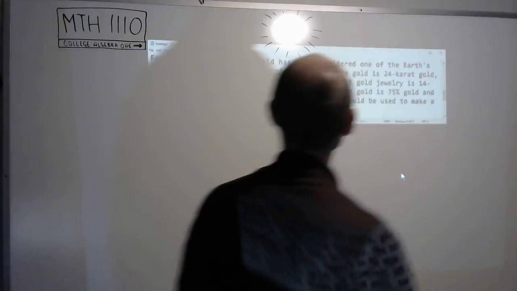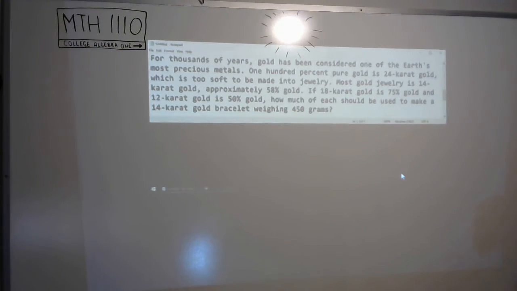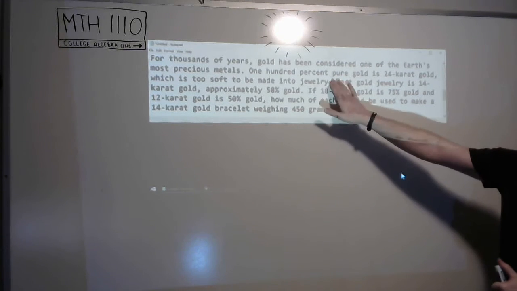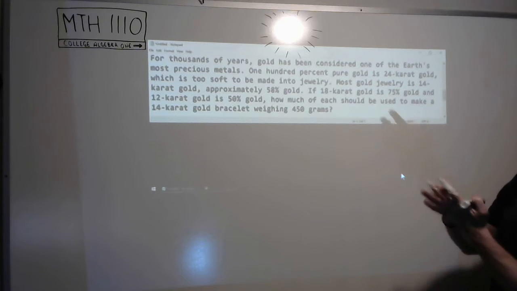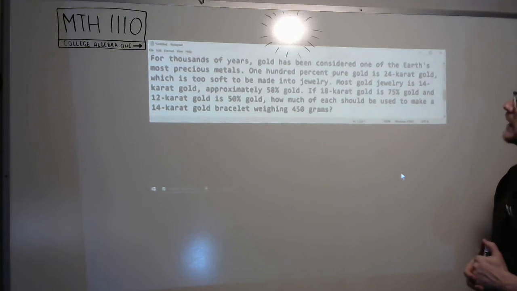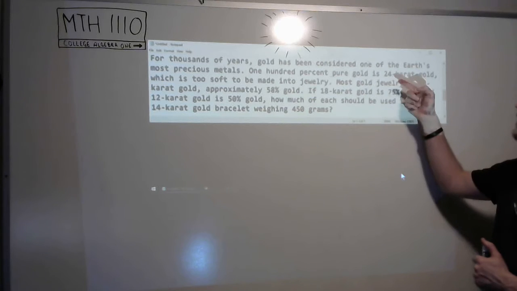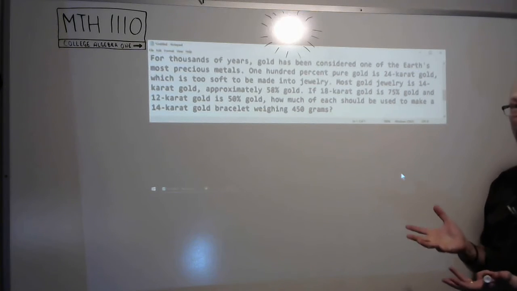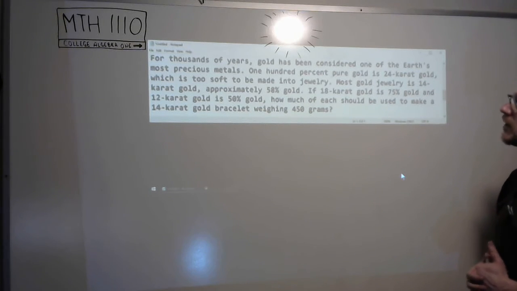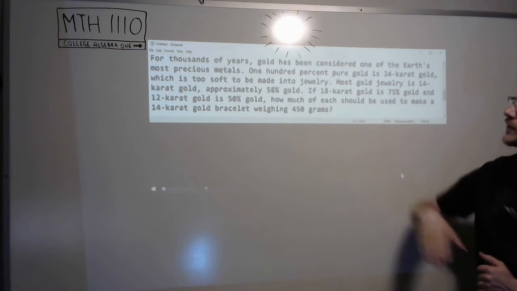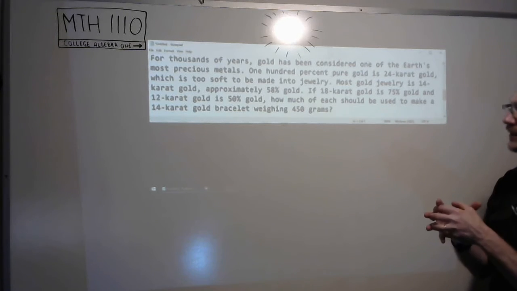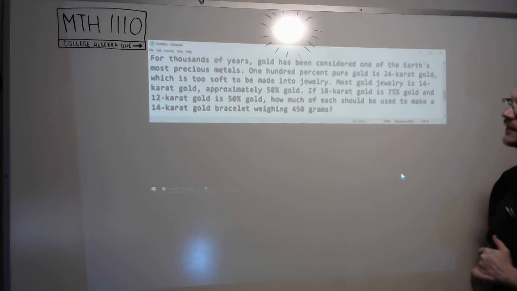For thousands of years, gold has been considered one of the Earth's most precious metals. 100% pure gold is 24 karat. Too soft. Most jewelry is 14 karat. I think I got a 14 karat wedding band. Approximately 58%. That's because 14/24 as a fraction turned to a decimal is 0.583 repeating. If 18 karat gold is 75% and 12 karat is 50%, how much should be used together to make a 14 karat gold bracelet weighing 450 grams?